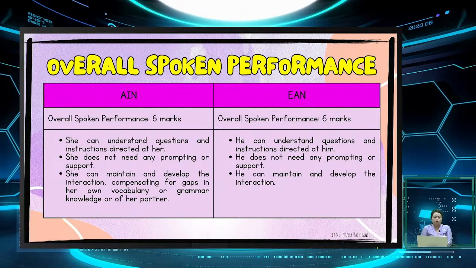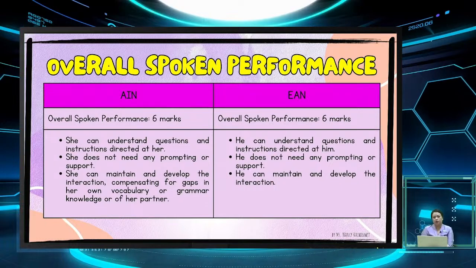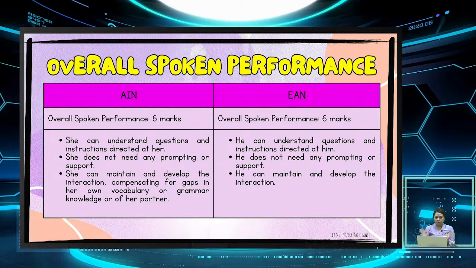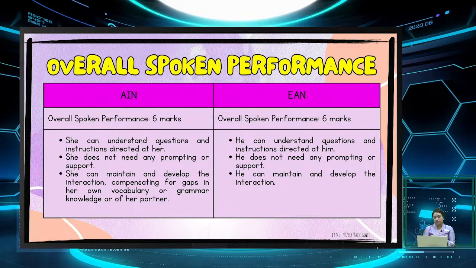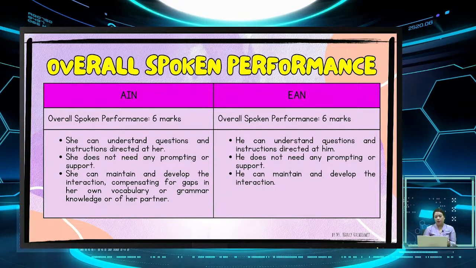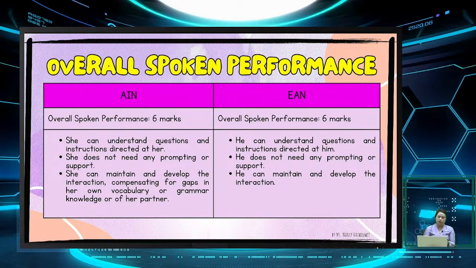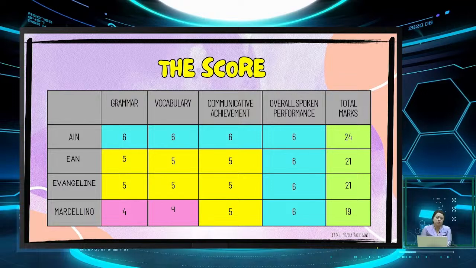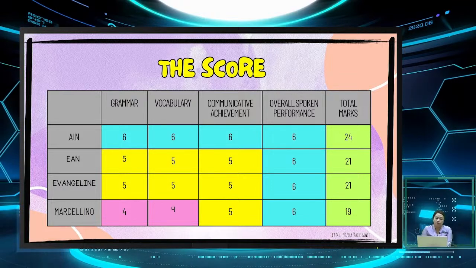In terms of overall spoken performance, both get 6, just like Yet and Marcelino just now. They do understand the questions, they do not need any prompting, and they can develop and maintain the conversation. They can discuss together without any help from the interlocutor. So both scored 6. Okay, so this is the score for all 4 of them.